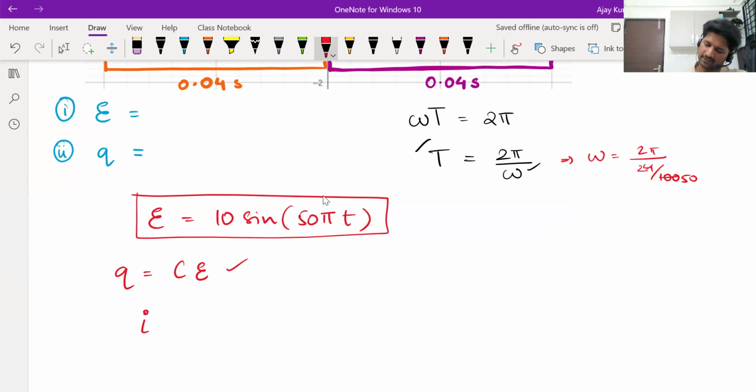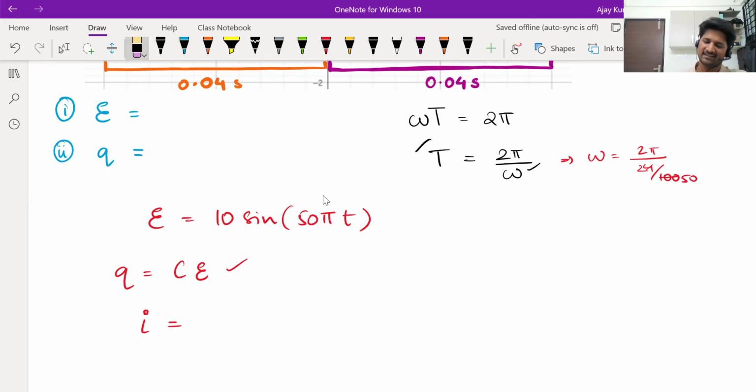How do you write the current function if you are asked to? V by R. There's no R here, this is a capacitor. We know the EMF applied across the capacitor. How to get current passing through the capacitor or current flowing in the branch of the capacitor? What did we discuss today? From EMF, how to get current?